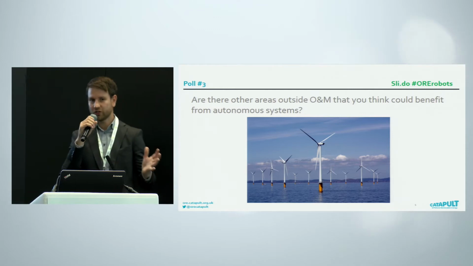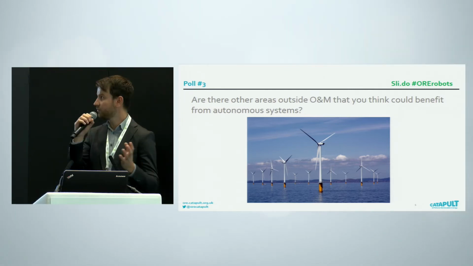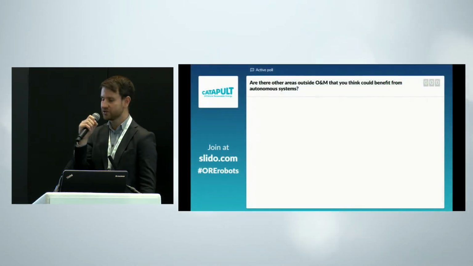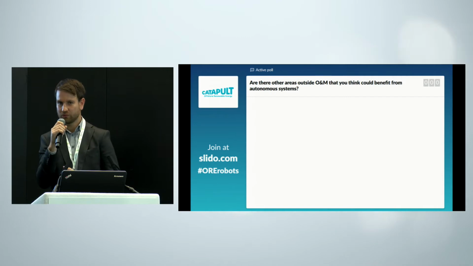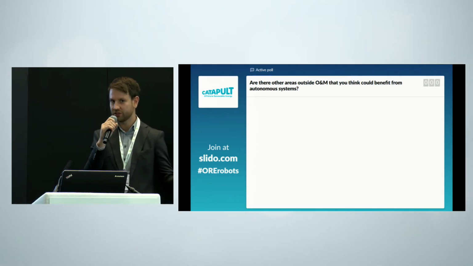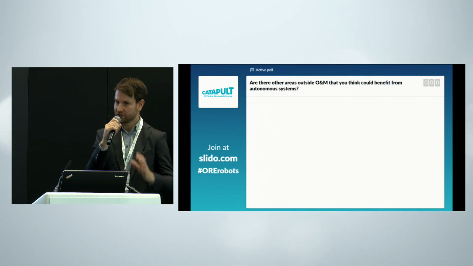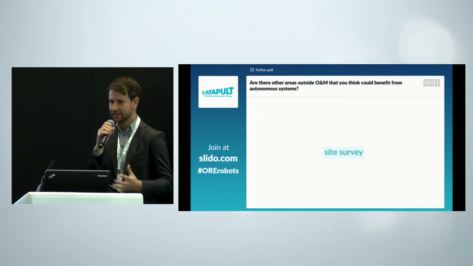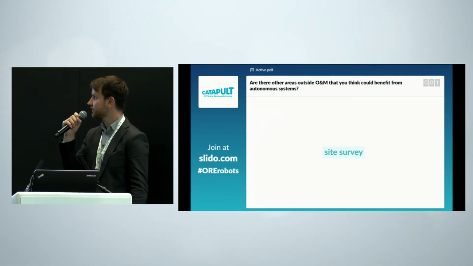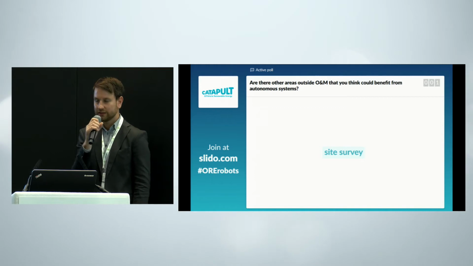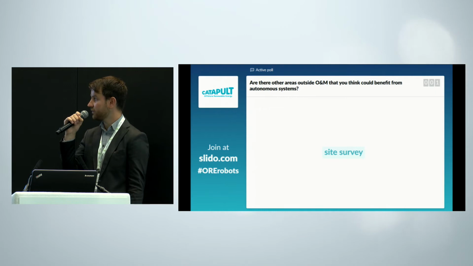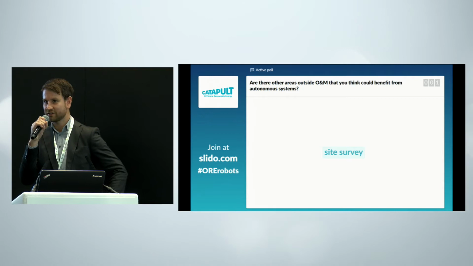Okay, so we're talking a lot about O&M, but do you think there are any areas outside of O&M that could benefit from the use of autonomous systems? So, just for example, project development, construction, decommissioning. It's not just the hardware, remember, it's also the software side of things as well, the data processing, the analytics, potentially even design. So yeah, site survey is a good one. Something that is done both during development and construction and even operation and maintenance. Any other takers? Any other ideas beyond site survey?